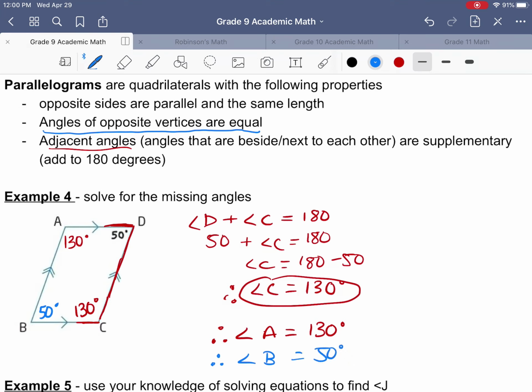Now, another way to think about angles D and C and their relationship is if you think about the co-interior angles when we have parallel lines and a transversal. So co-interior angles. Okay, so this can also apply to angles D and C.